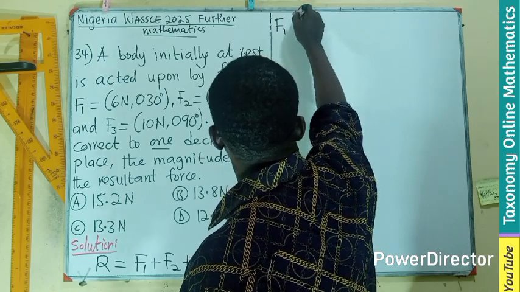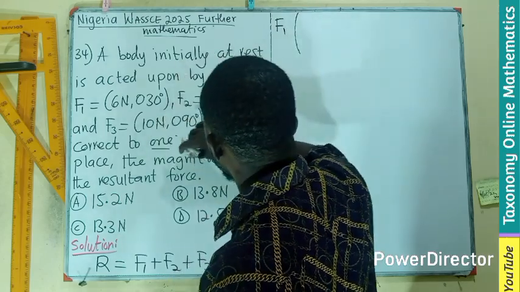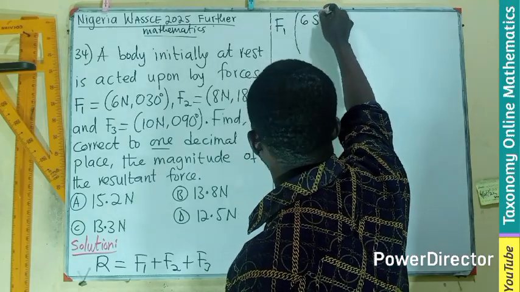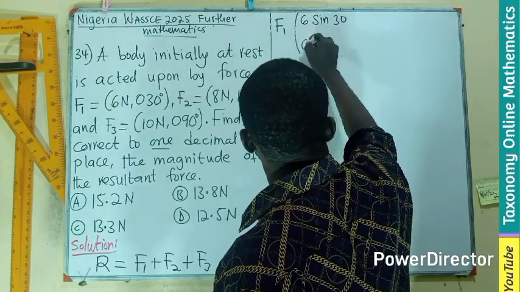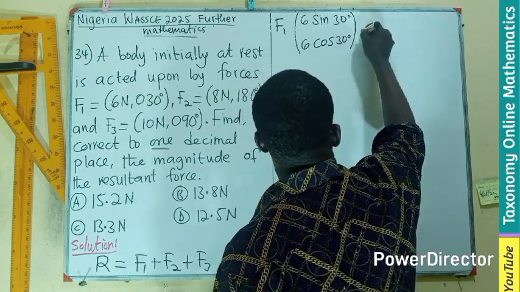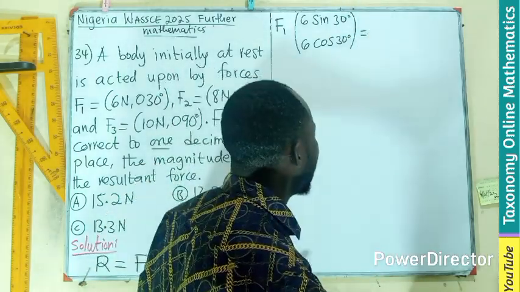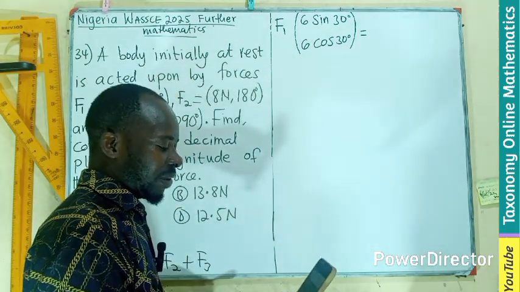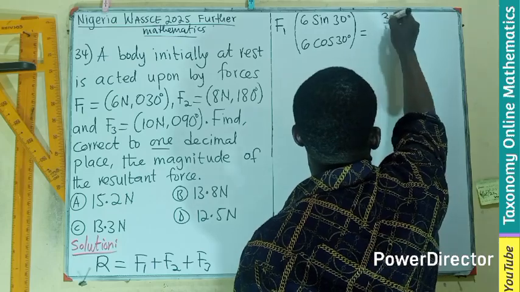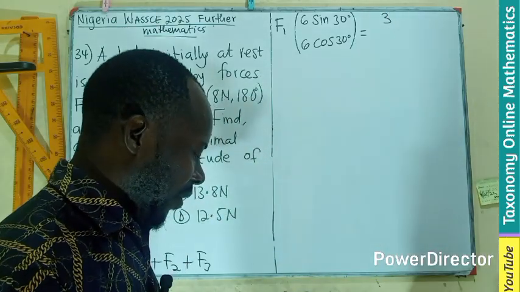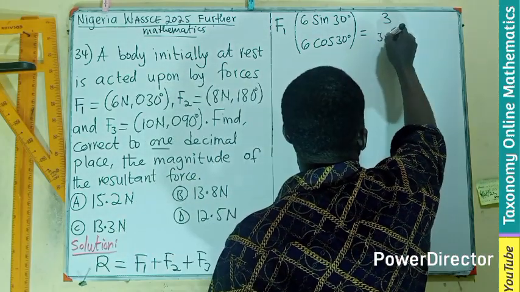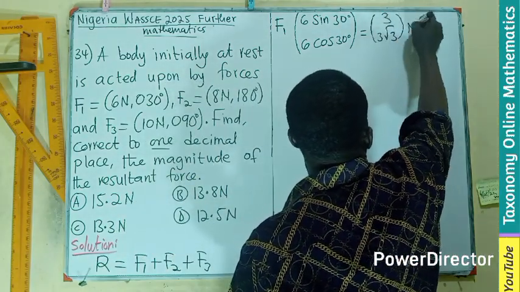And how do we resolve that force? To resolve force 1, we pick the magnitude, then the sine of the given angle 30, and the magnitude, the cos of the given angle 30. So in that resolution, 6 sine 30 will give you 3. Then we have 6 cos 30. That will give you 3 root 3 Newton.